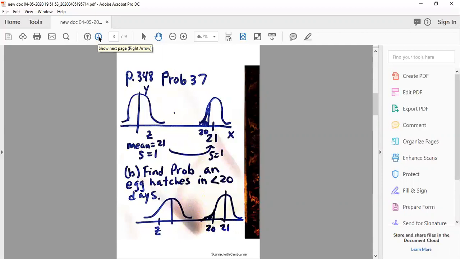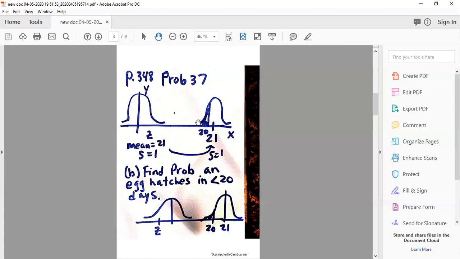Okay, we'll charge into an example. Page 348, problem 37. We'll try part B. I didn't write out all the information, but it's about an egg, average egg hatching in a mean time of 21 days. Standard deviation is 1 day. They want to find the probability an egg hatches in less than 20 days.